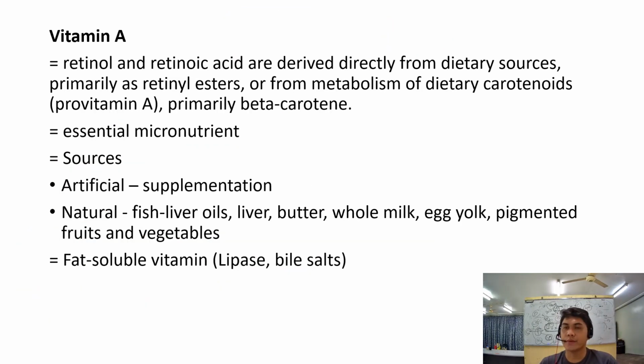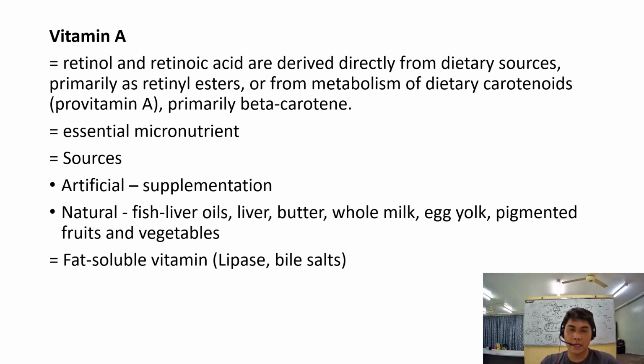Okay, so let's start with vitamin A. Retinol and retinoic acid, these retinoids, are derived directly from dietary sources, primarily from retinyl esters. So these are the vitamin A present in your liver, or from metabolism of dietary carotenoids, or provitamin A, primarily beta carotene.